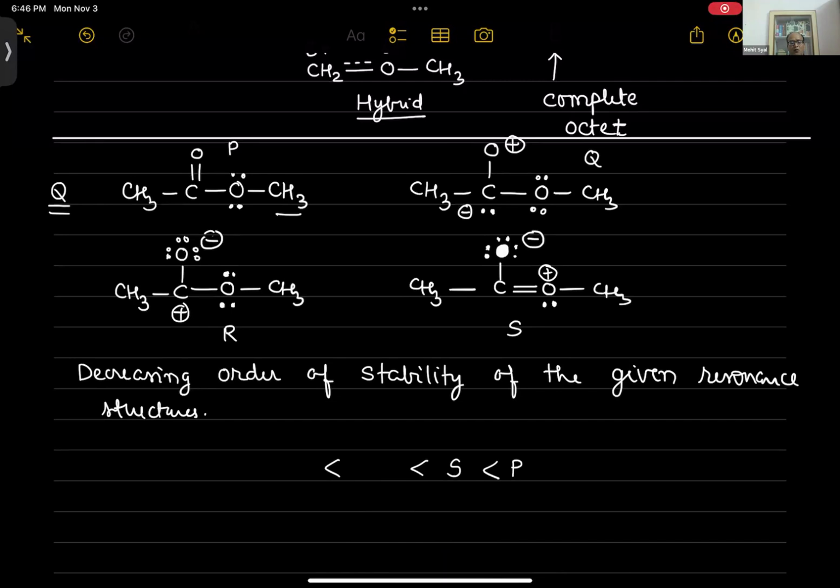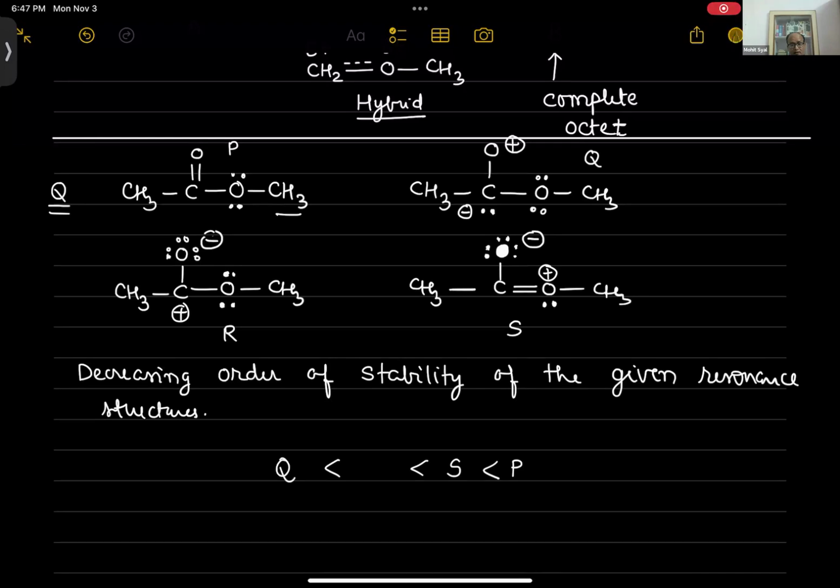Because the more the lone pairs, the less the stability. But lone pairs are coming on an electronegative atom. Negative charge is coming on an electronegative atom. Is it clear? But that is not the case in Q. Positive charge on oxygen with incomplete octet. Are you getting my point?